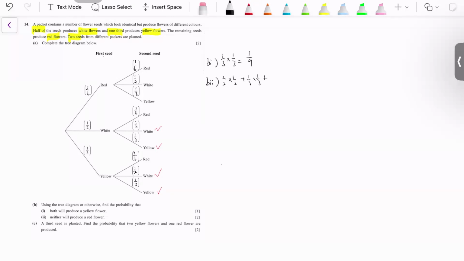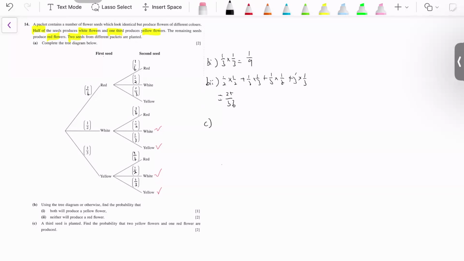And one third multiplied by half for yellow and white. And lastly, one third multiplied by one third for both being yellow. So in this case, this will get us 0.5 out of 36. Okay, so that's the probability that neither will produce red flower.